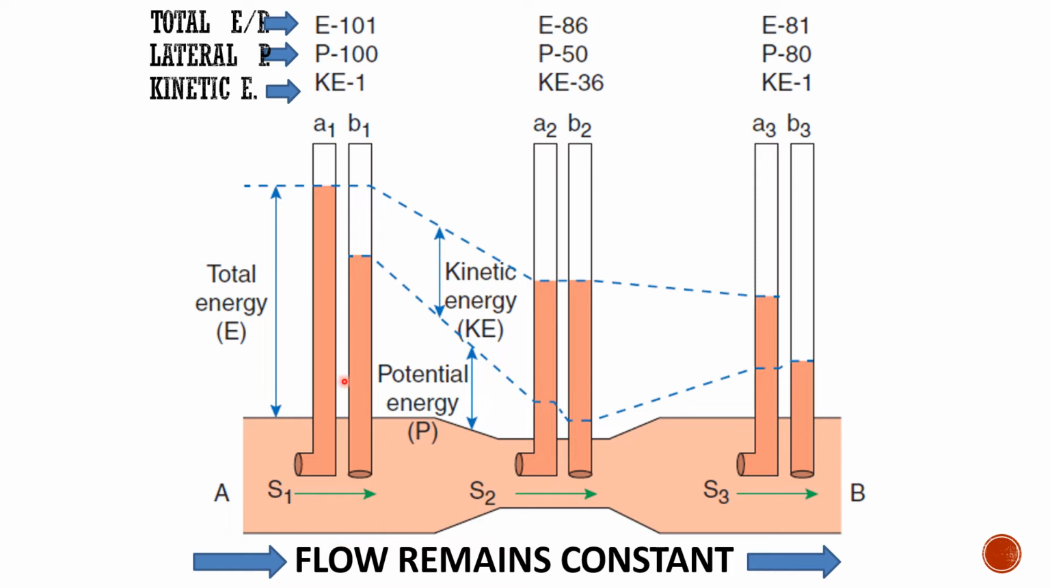In the S1 segment the total energy is 101, whereas the potential energy is 100 and the kinetic energy is only 1. So the difference between the total and potential energy is only 1, and the same with the S3 segment. The heights are a little lower, but the difference between the total energy and the potential energy is again 1. But in the central, narrower part where the velocity of blood flow is high, the difference between the total energy and the potential energy is very high. Drastic difference you can see.